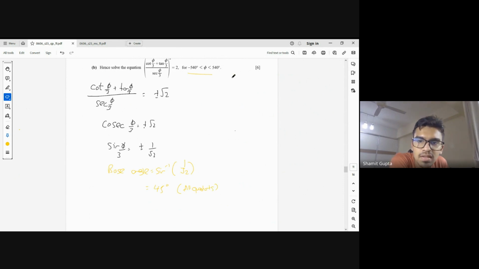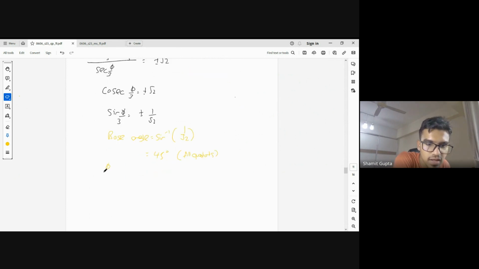And by the way, if phi can be between 540 and negative 540, phi over 3 can be between 180 degrees and negative 180 degrees. Okay, so that means phi over 3 can be in all quadrants. So it's 45 degrees, 180 minus 45, 180 plus 45, 360 minus 45. So that means phi over 3 is equal to 45 degrees, 135 degrees, 225 degrees, or 315 degrees.